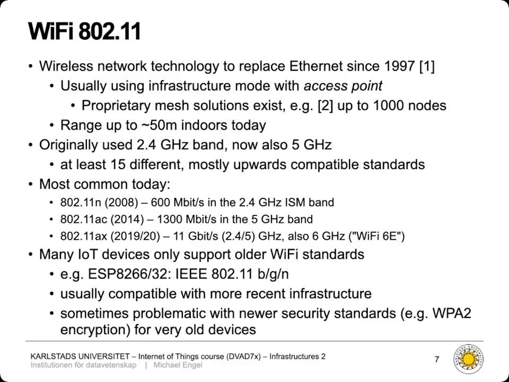Now, 802.11 is not just one standard, but there are at least, as last time I counted, 15 different compatible standards, so they're mostly upwards compatible. So that means a more recent device is able to work with an older infrastructure, not necessarily the other way around. So one common problem you have with older Wi-Fi devices is the security and encryption protocols.